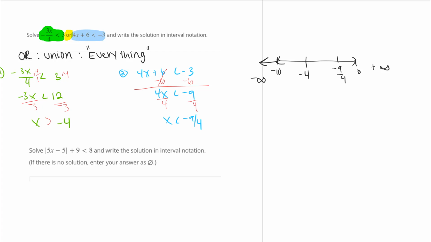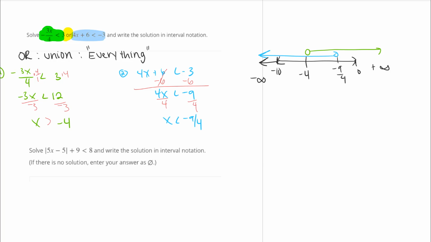So now if I'm looking at that green inequality, saying x is going to be greater than negative 4, then at negative 4, it's everything greater. If I look at that blue inequality, at negative 9/4, it's everything less than. So that's going in this direction.